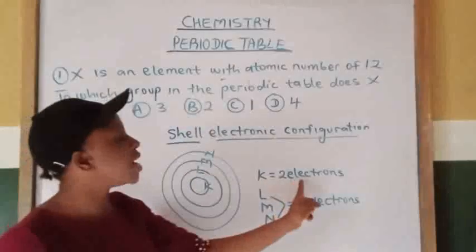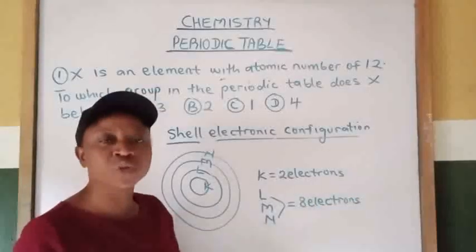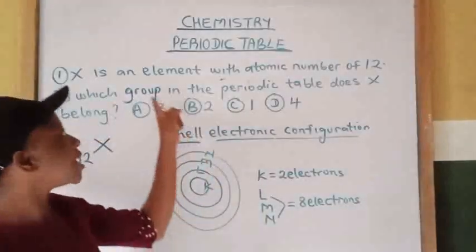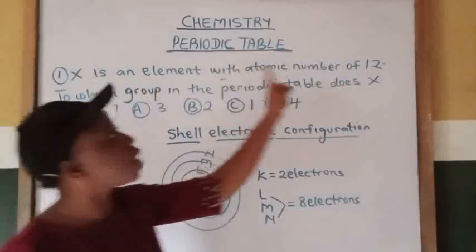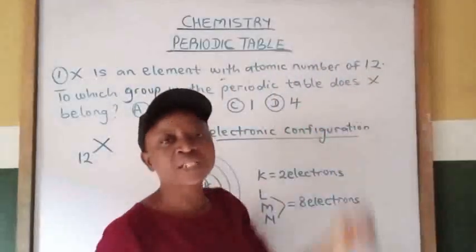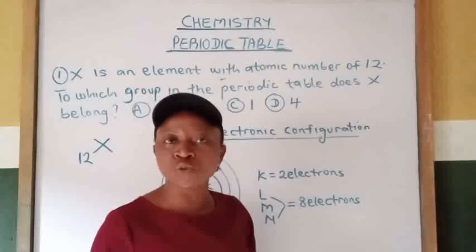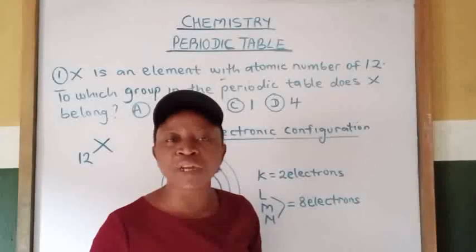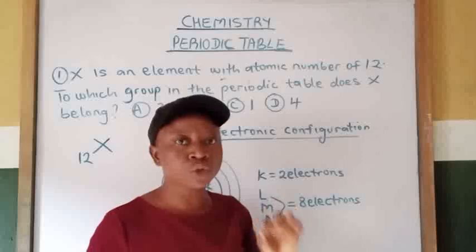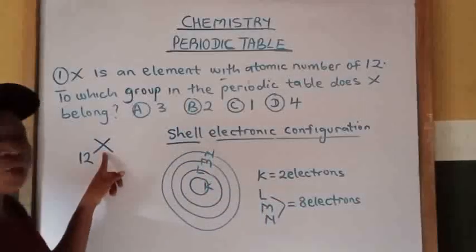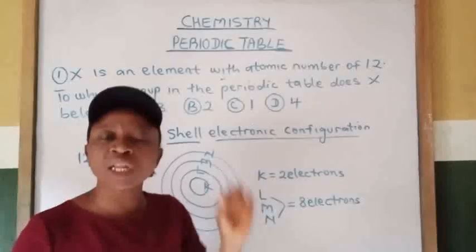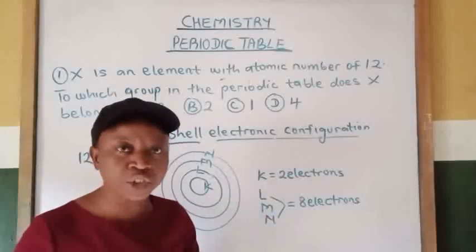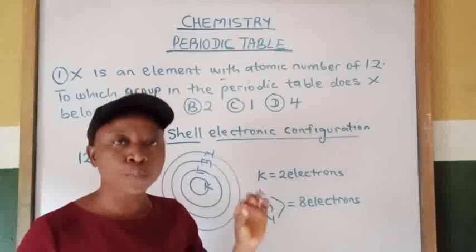Then where are we going to get our electrons? Let's take element X for example. Element X with atomic number of 12. So the number of electrons equals 12 because X is a neutral atom. In a neutral atom, the atomic number equals the number of electrons, which equals the number of protons.